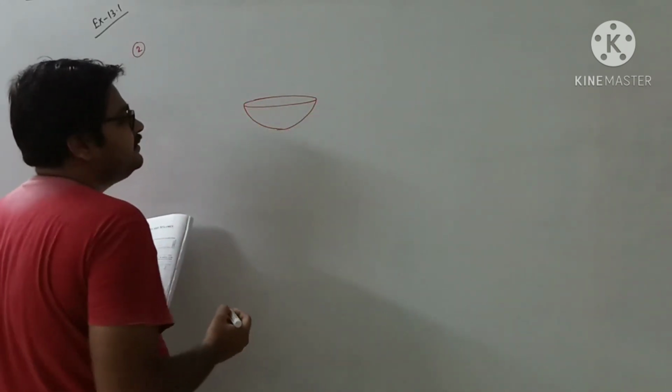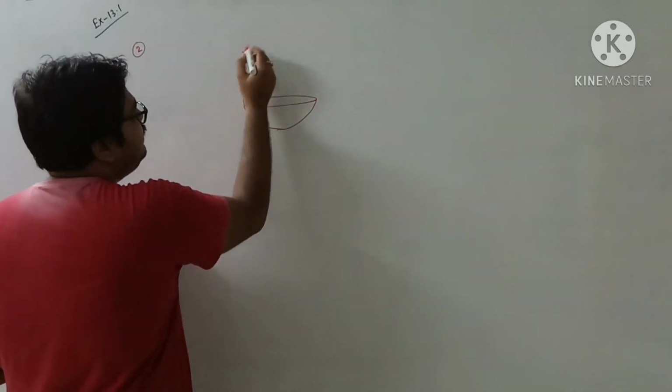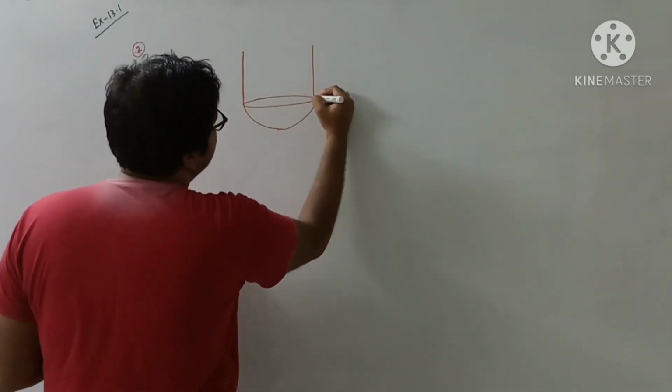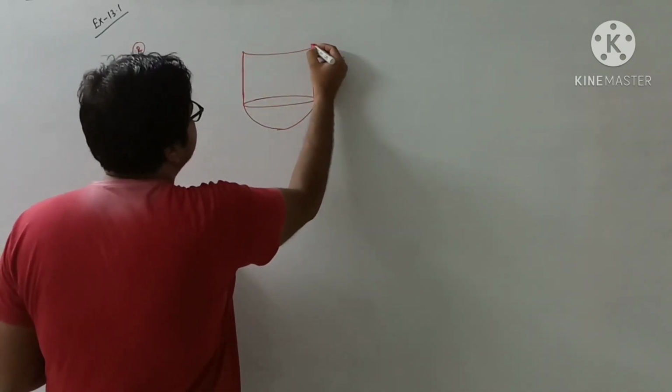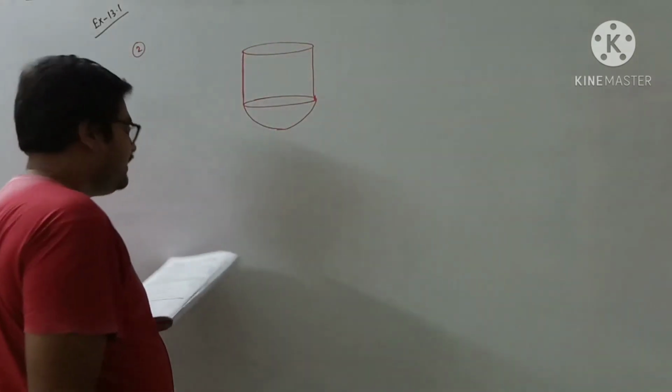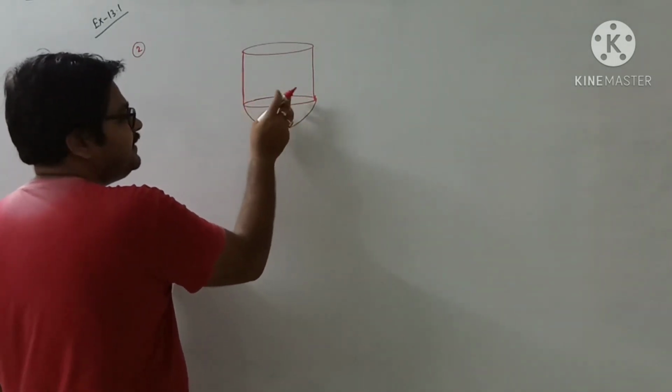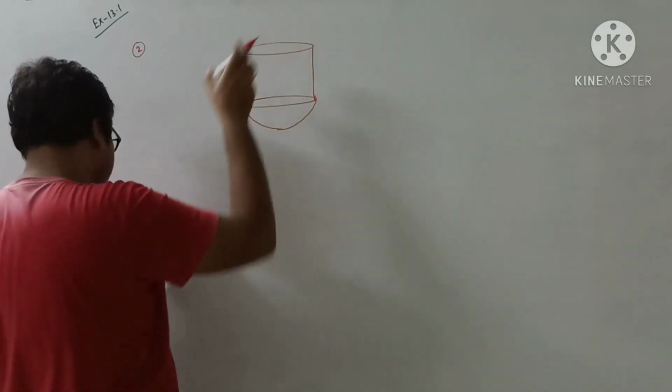Hollow hemisphere mounted by a hollow cylinder. The cylinder is mounted on it. Okay? So what is given in the question? A vessel is in the form of a hollow hemisphere. The hemisphere is hollow, mounted by a hollow cylinder.